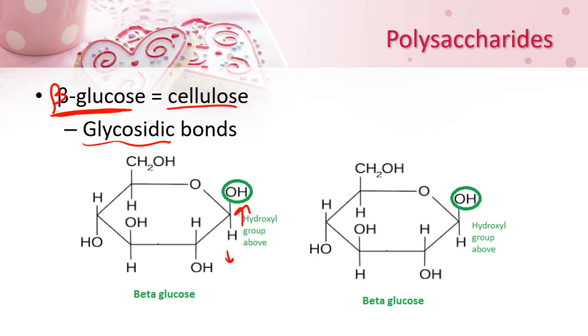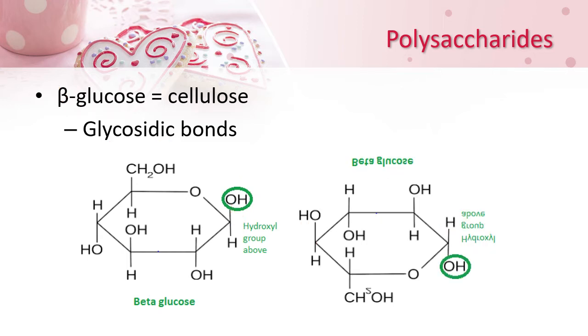What's interesting about beta glucose is that with this OH going up here, it's harder for us to make the bonds between the adjacent glucose molecules. So what we have to do is flip one of those guys upside down so that they line up, and then I can steal that H and put that OH, a condensation reaction. We're going to make that water, and then this oxygen will bond to that carbon number 1.